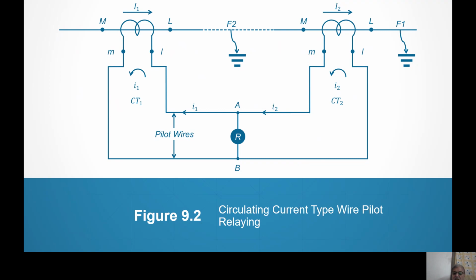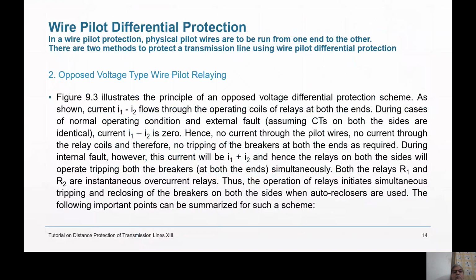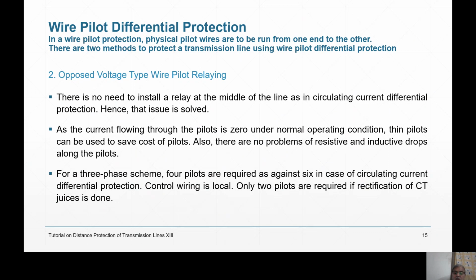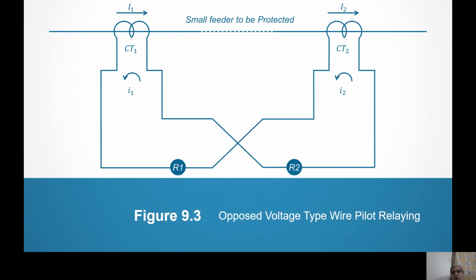It is a big problem. So because of these problems, people thought of another kind of scheme, that is the wire pilot differential scheme, which is the opposed voltage type wire pilot scheme. In the opposed voltage type wire pilot scheme, what we do is, we do like this. That means we just make a cross.